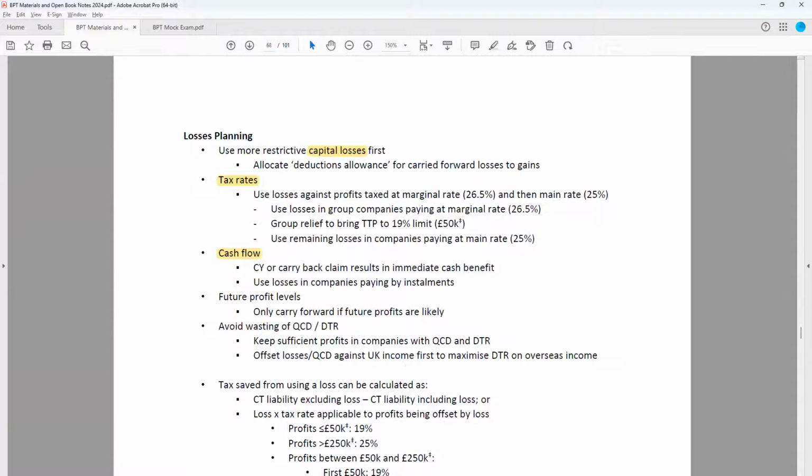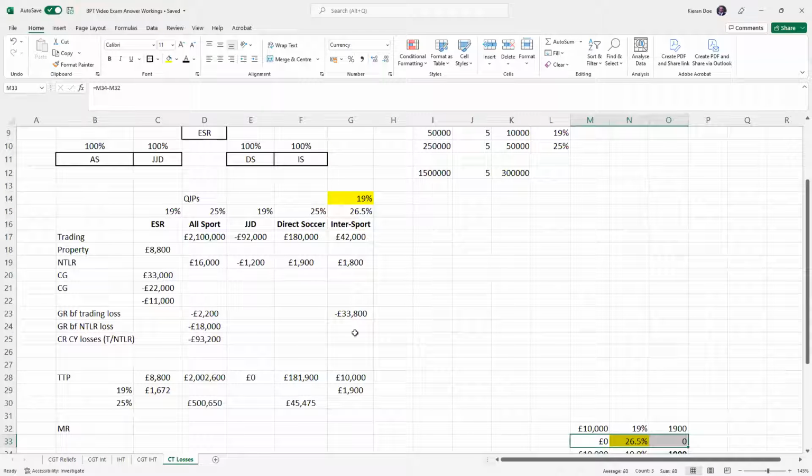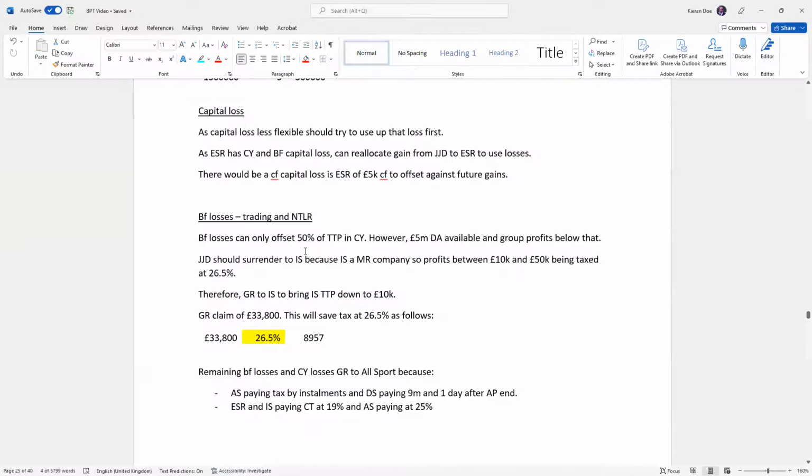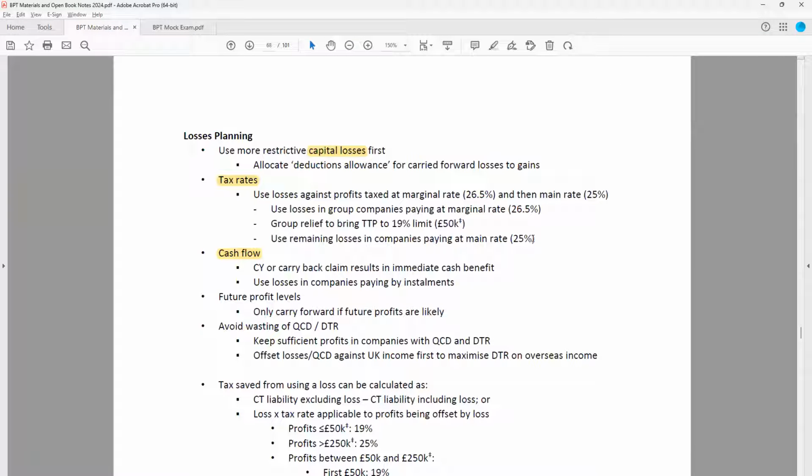If you understand how the marginal relief works, then you understand how much to target at the company that's paying at the marginal rate. And that's why we did that there with those losses. And then we had some losses left over, but everybody's paying at 25%. So who do we choose?